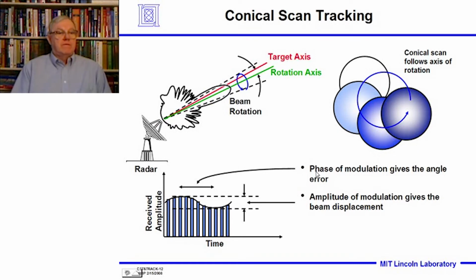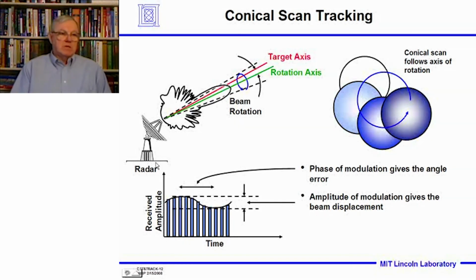Now, from the phase of modulation of the envelope, that's how this varies, that will give you the angle error that you're off the rotation axis. And the amplitude of modulation gives you the displacement that you're off. So you can find out both the direction and location of this target axis from the rotation axis exactly, and that will give you an exact measurement of where the target is.